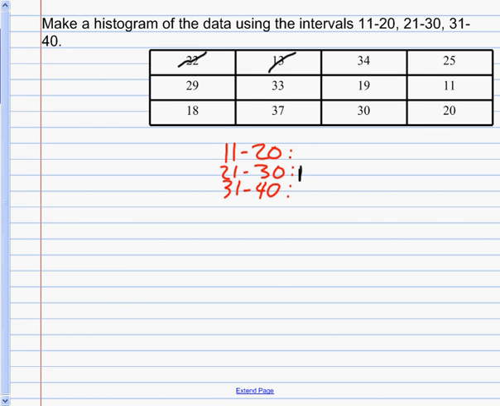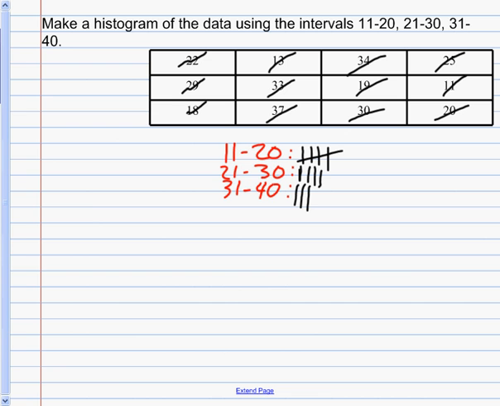13 is going to be between 11 and 20. 34 is between 31 and 40. 25 is between 21 and 30. 29 is also between those two numbers of 21 and 30. 33 is in 31 and 40. 19 is in my first group, as is 11, as is 18. When you get to 5, you do an X to finish it off. So you cross your 4. 37 is going to be between 31 and 40. 30 is going to be between 21 and 30. And 20 is going to be in our first group. And that's how you cross it off to show your 5.